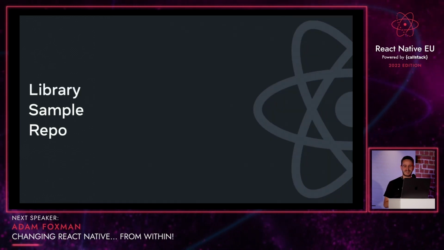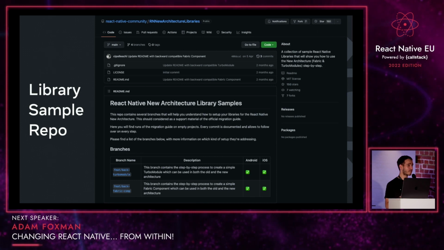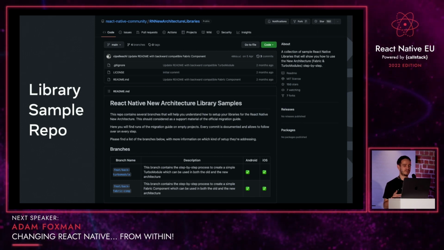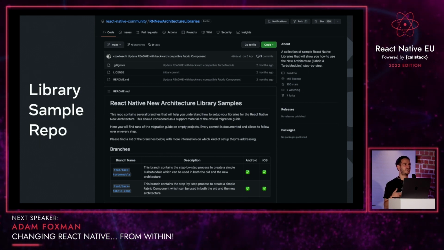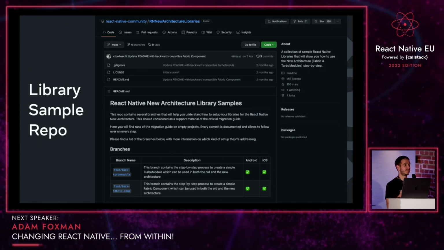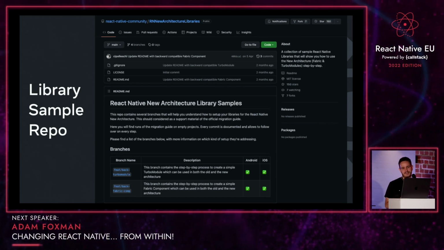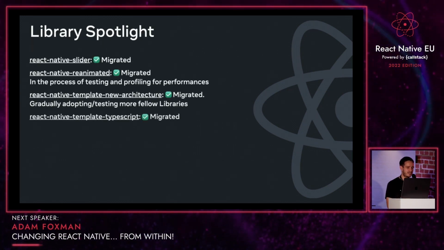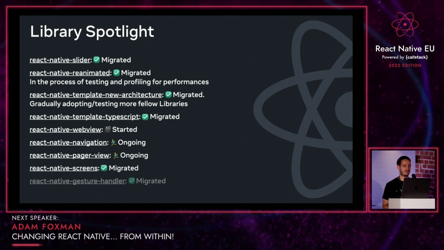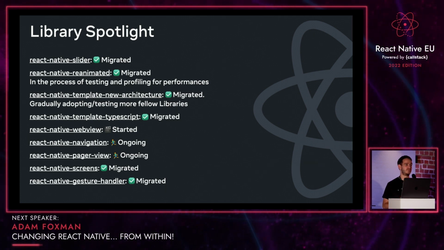We also have an equivalent repository for libraries, which contains a similar approach, but from a library perspective. So how can I create a library which is compatible with both the old and the new architecture, so I can cover all the user base of React Native. I also want to call out a couple of libraries which already started migrating or already migrated and released a new version. We truly believe that this is a migration that we're going to all do together.